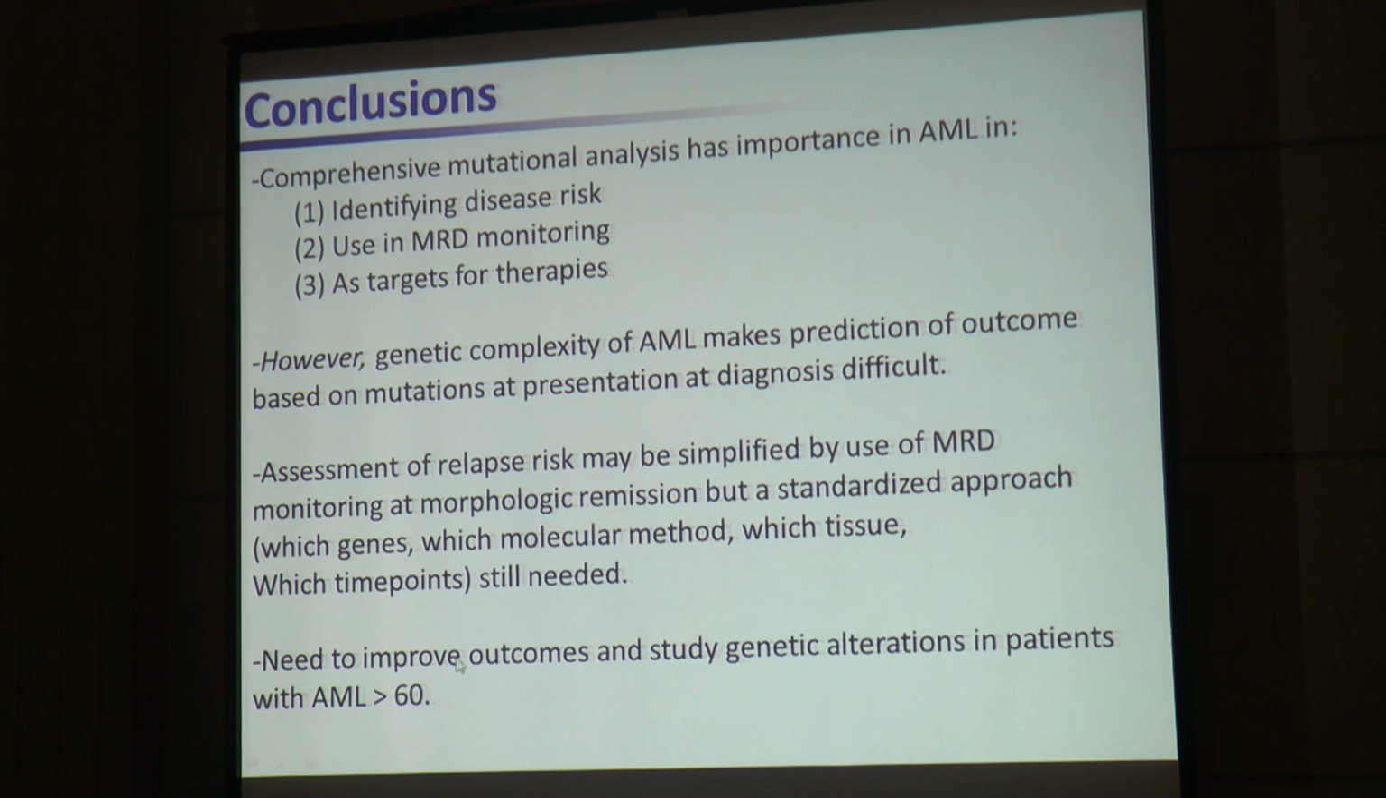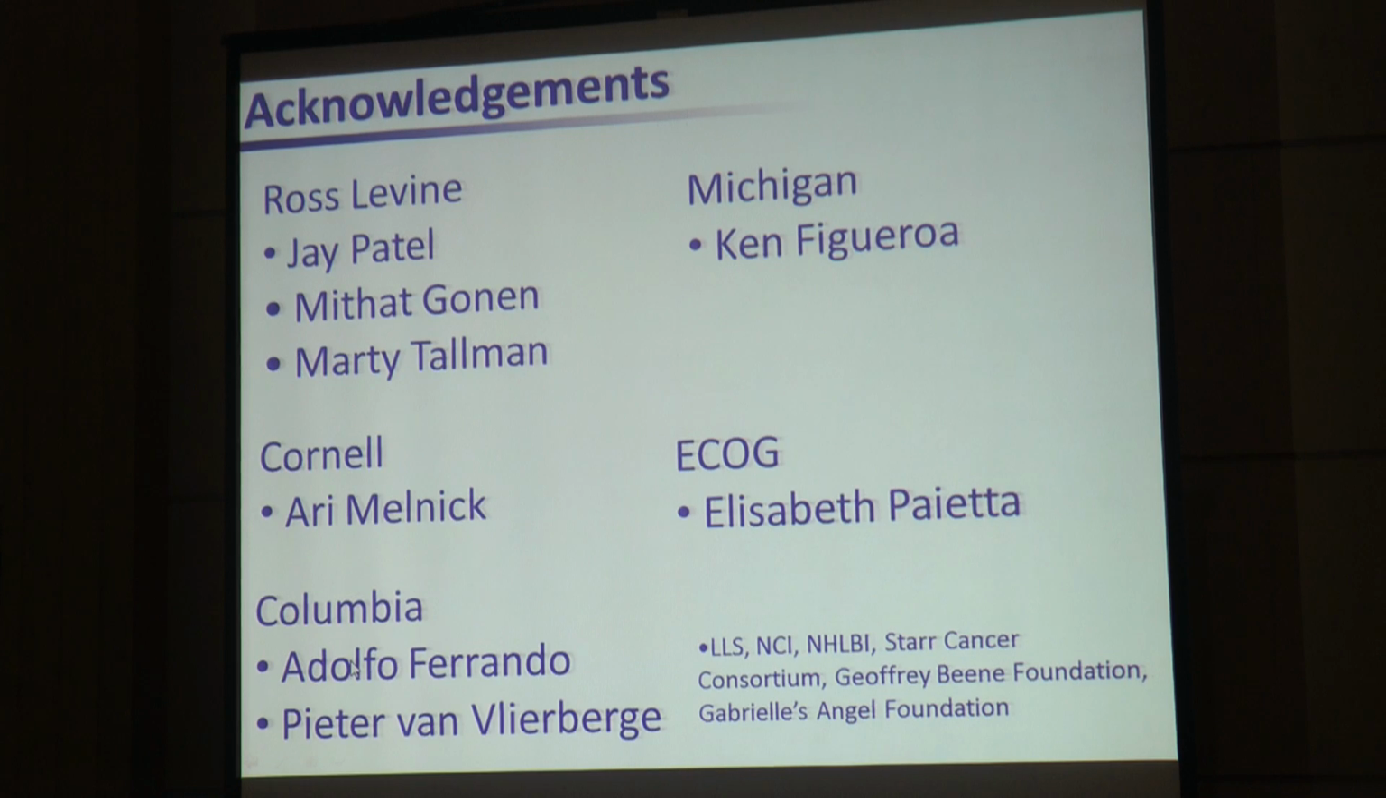There's also still a very great need to improve outcomes and study genetic alterations in elderly AMLs. Almost everything I've shown in this talk was a study in patients less than age 60 with AML, and so there's still a great need to improve outcomes and understand those with AML in their elderly age. So with that, I'll stop.